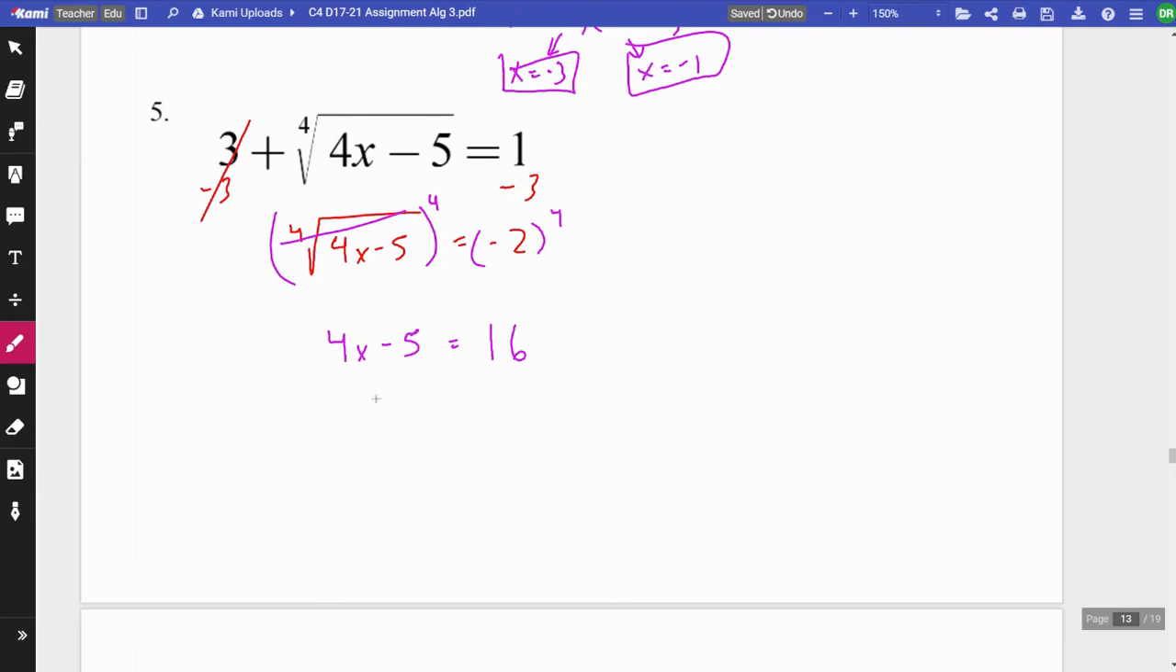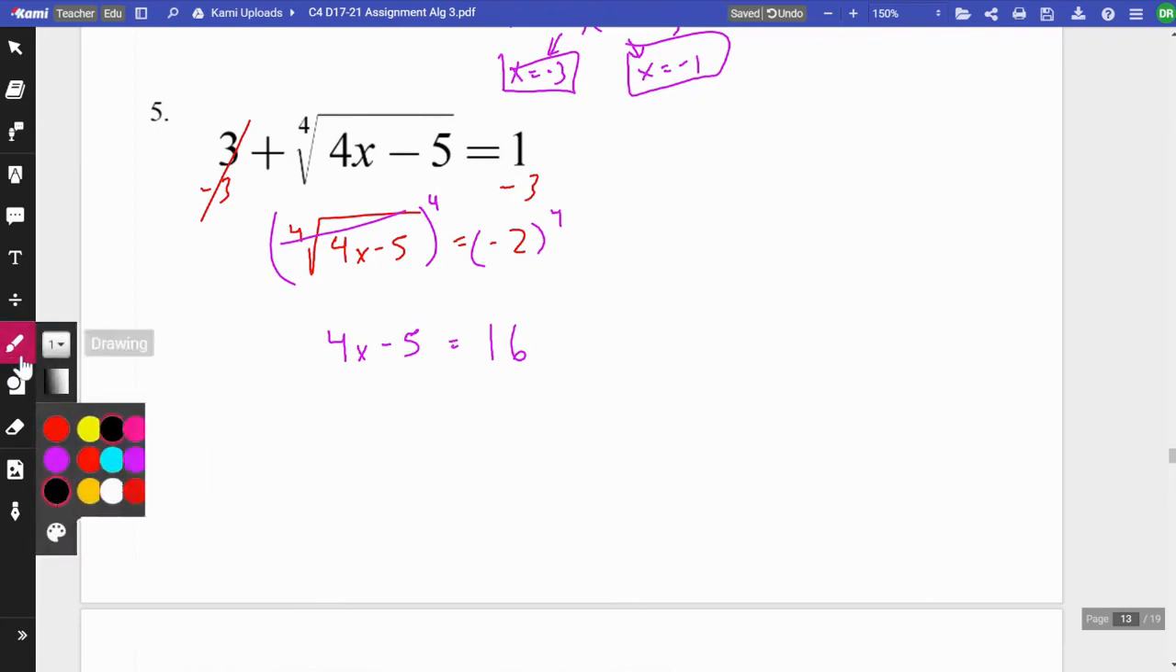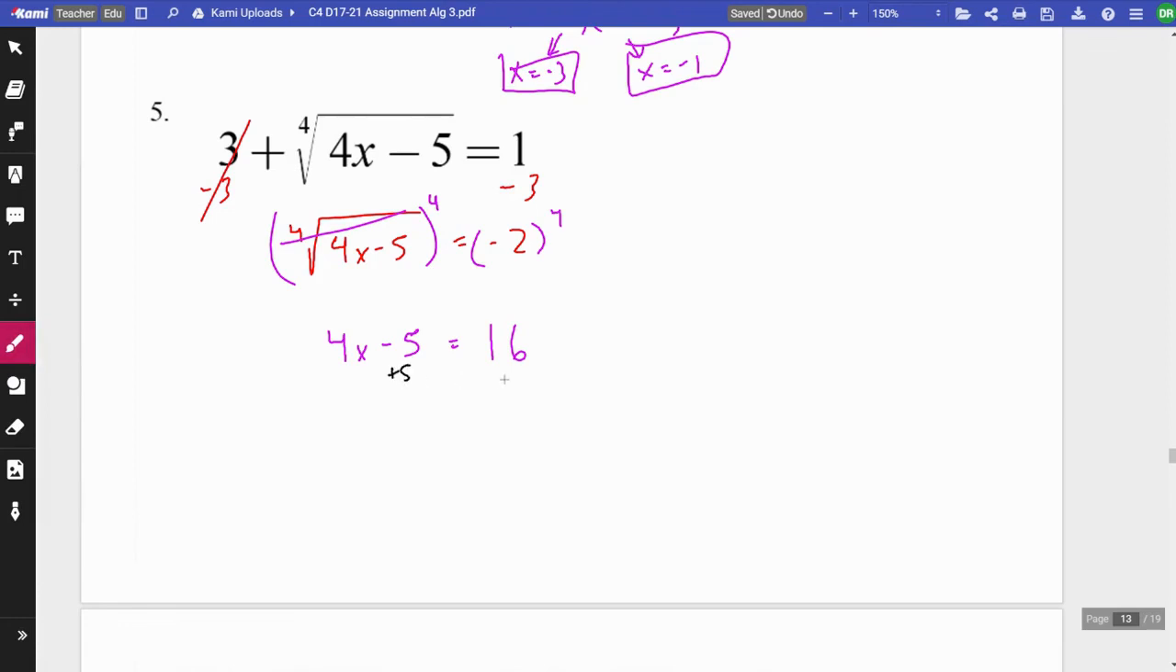4x minus 5. We can keep going. Plus 5, plus 5. 4x equals 21. And divide by 4. X is 5.25, or 21 fourths is fine too. I'd say 21 fourths is probably a little bit better.